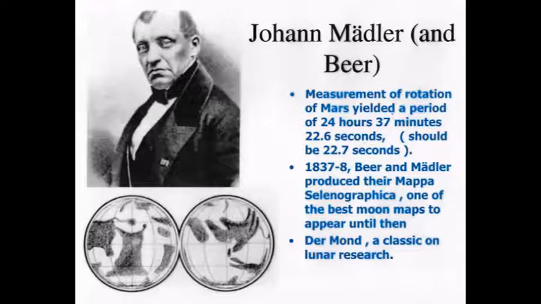This is Johann Mädler and Beer. These two people are well known for producing a revised map of the moon, and also a companion manual, basically a book relating their observations of the moon, which wasn't officially at the time connected with the Berlin Observatory. This was using the private observatory of Beer, who was a very, very wealthy person, and he had a villa up in the Tiergarten.